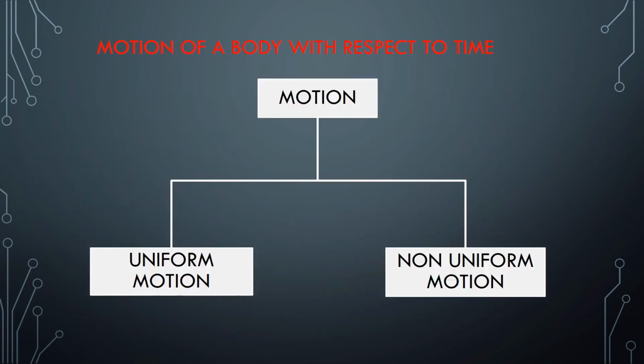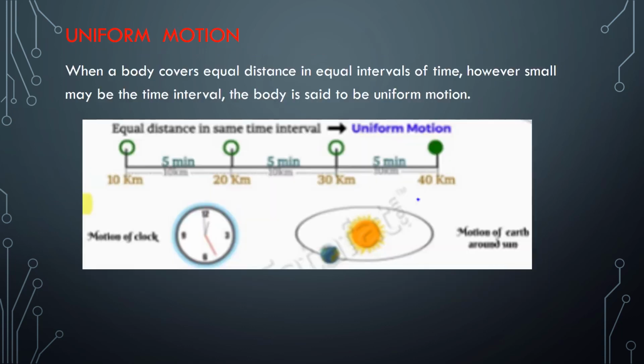If we consider the motion of a body, that means the distance covered by the body with respect to time, it can be classified into two types. Either it can be a uniform motion or it can be a non-uniform motion. Therefore, if a moving body covers equal distance in equal intervals of time, it is said to be in uniform motion. For example, an aeroplane flying at a speed of 800 kilometers per hour, or the light energy traveling at a speed of 3 into 10 to the power 8 meter per second, or the hands of a clock.